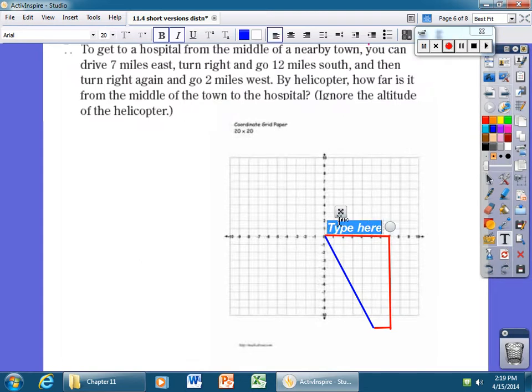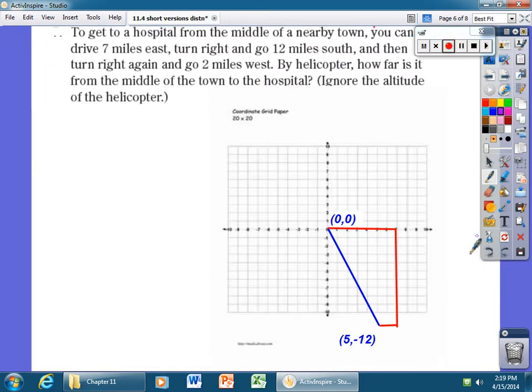So this coordinate is, of course, 0, 0. And this coordinate down here, on X, I'm at 5. And on Y, I am at -12. So that's my coordinate. I can now substitute all of this into the Pythagorean theorem. And if I substitute it into the Pythagorean theorem, I can figure out how far it is in direct distance.